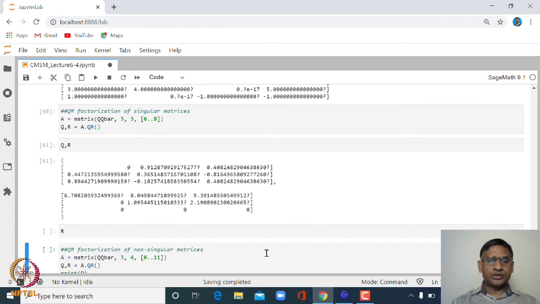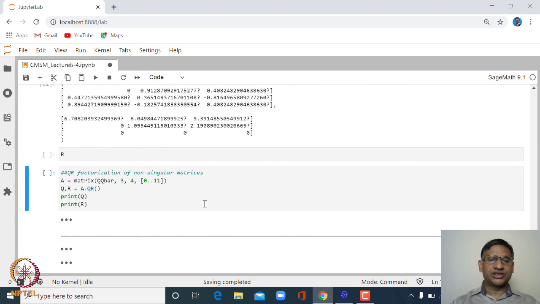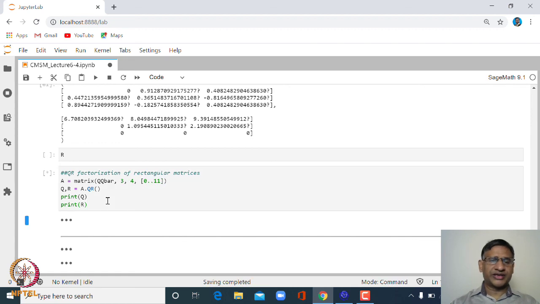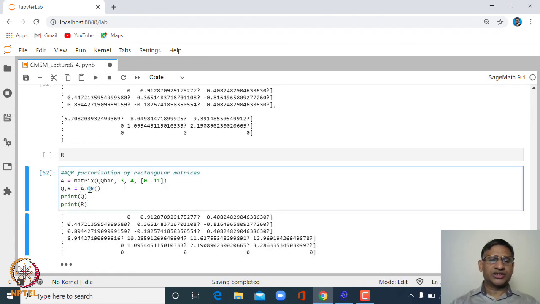Okay. Now you can also have a rectangular matrix. You can have a rectangular matrix, need not be a square matrix. So if I have a rectangular matrix, let us say this is a 3 cross 4 matrix, again you can find its QR factorization using the inbuilt function A dot qr, right.